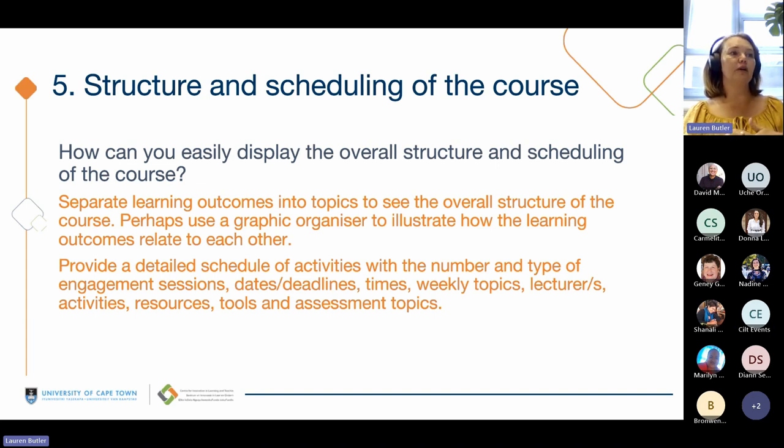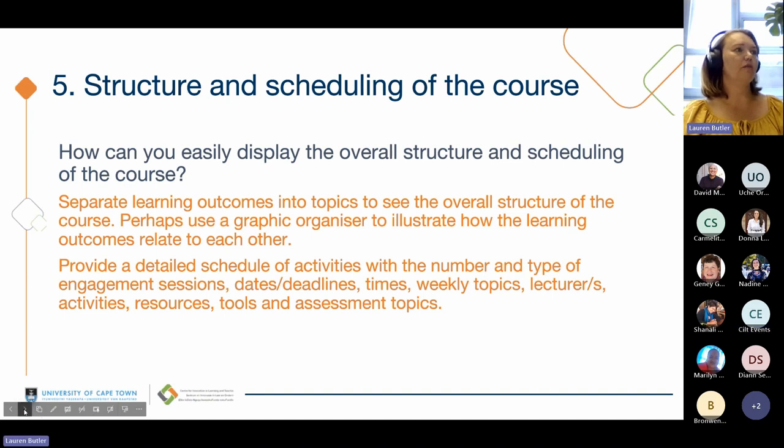So you can use a graphic organizer, for example, to illustrate this. And then the scheduling part of the course outline would indicate all of the activities, as well as deadlines, times, the topics, the lectures involved in those topics, and the resources, tools, and assessment topics. So it's a glance at the course as a whole, basically. And this can be a very useful part of the course outline, both for yourselves and for students, to see things in one view.